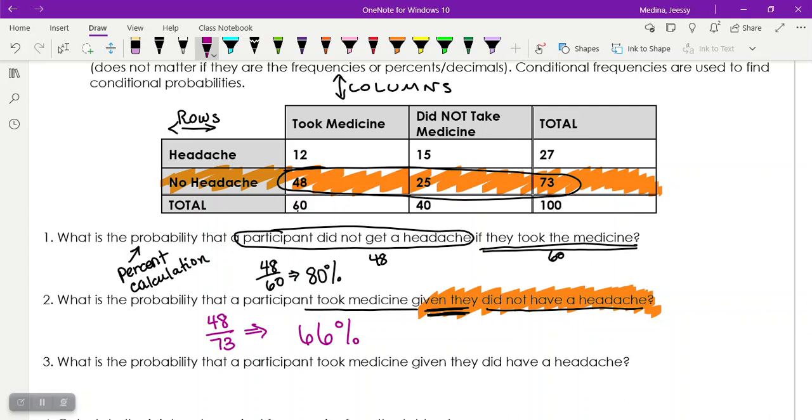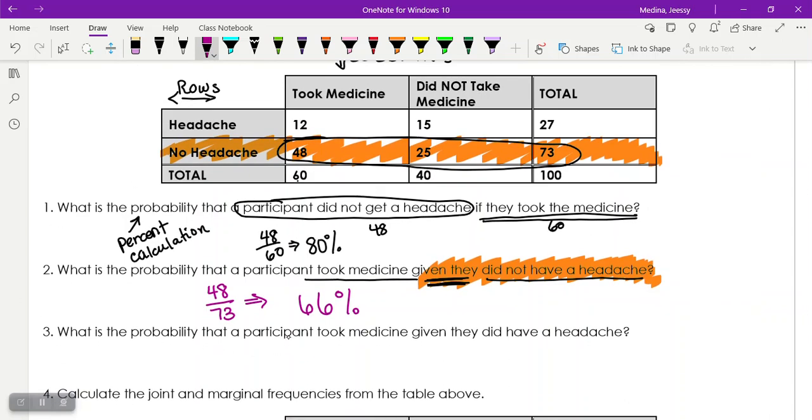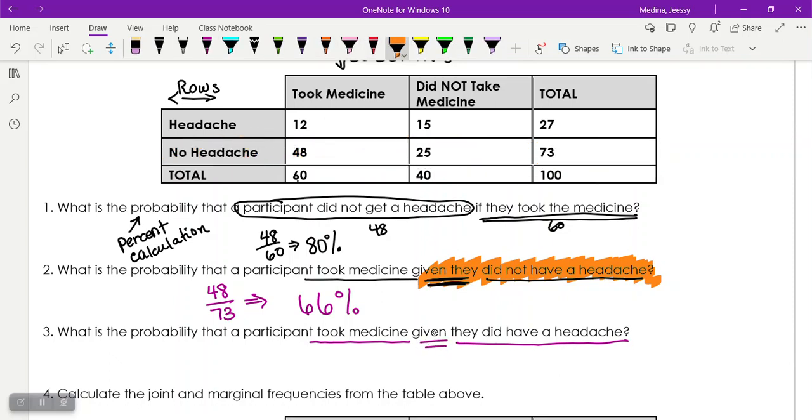And the condition is not always going to be at the end. Sometimes they put it in the beginning. What is the probability that a participant took medicine given that they did have a headache? So what do all of them have in common? Do they all take medicine or do they all have a headache? They all had a headache. So given is working like a keyword here. Yes, so we're looking for the ones that all had a headache.